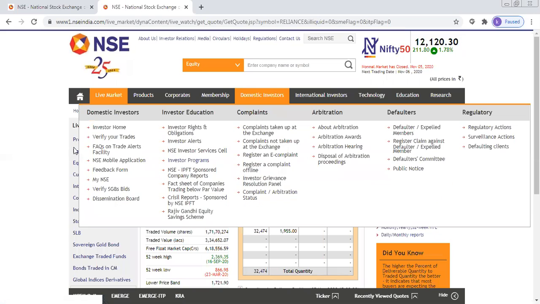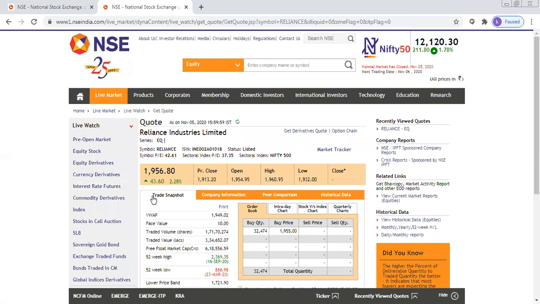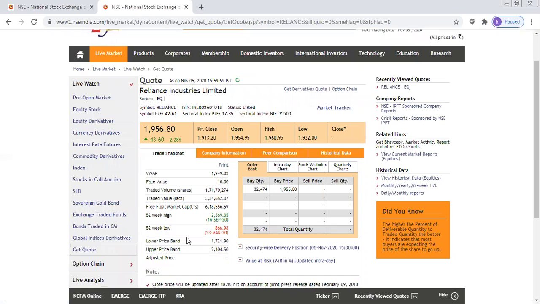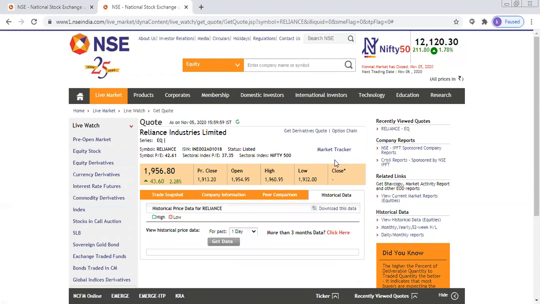Now, all data of Reliance Industries comes into picture. So today, what was the price of the share? At what price did it close? Today morning, at what price did the share open? How much business did it do today? All these things are available. Clear? Now, you see the trade snapshot. You can get company information here. You can get who the competitors of Reliance Industries are. All things are available here, but we are not really interested in that. We are interested in the historical data. So go on historical data.